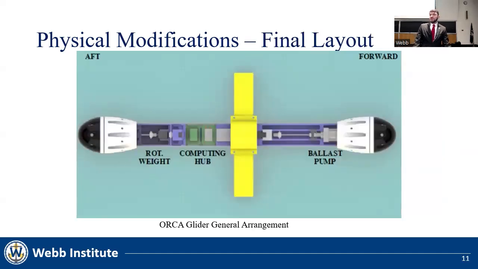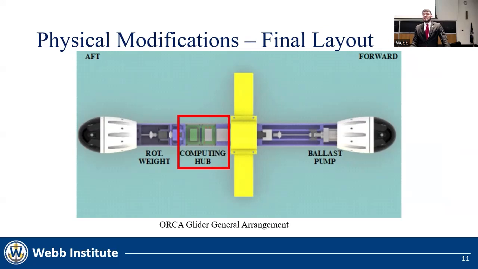Continuing the discussion of the shifting centers of gravity, the general arrangement can be introduced. The glider's center of gravity is the key motion parameter, and it can be controlled in two ways. First, through the water ballast pump in the forward end of the glider. Second, through the shift of the rotational weight in the aft end of the glider. For reference, the computing hub is towards midships.